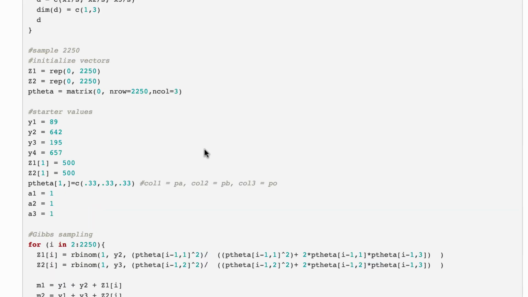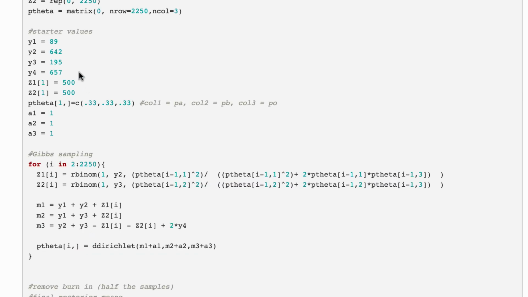Then for the next step, I had to predefine some vectors and matrices for doing the Monte Carlo sampling. I kind of just randomly picked that I was going to do 2,250 iterations of the Monte Carlo sampling because we have to estimate the latent variables and then the 3 parameters. I initialized an empty vector for Z1 for all the iterations, for Z2 for all the iterations. So these are just 2 zero vectors. And then I created a zero matrix with all the iterations and 3 columns for the 3 parameter values I'm trying to estimate, PA, PB, and PO.